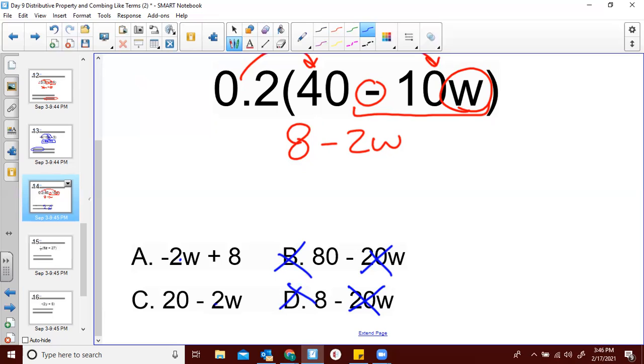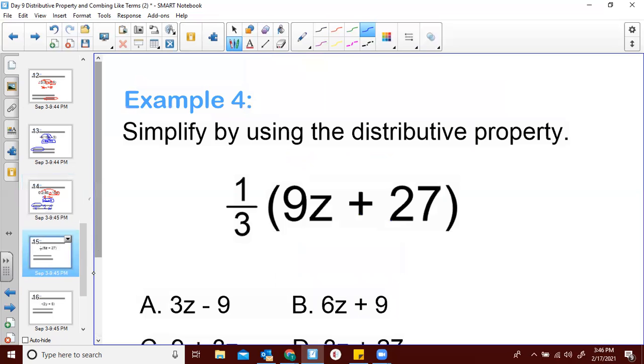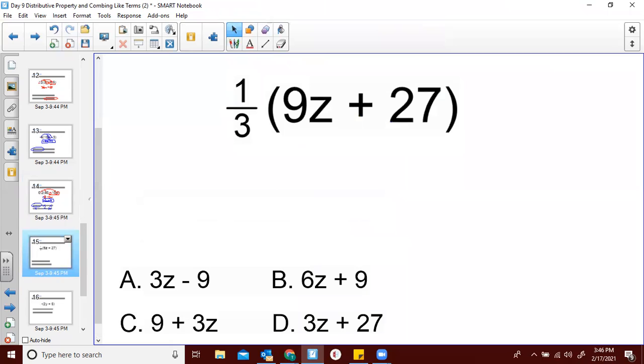Well, now we need to look for a positive 8 because we know that there's no symbol in front of the 8, which implies that it's positive. So A is our answer, plus this at a 20. Now, if you wanted to write this the correct way, remember your variables always go first. All right, 2 more, and then we're done, and I apologize for this one running long.